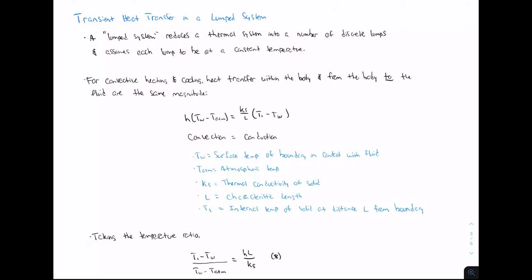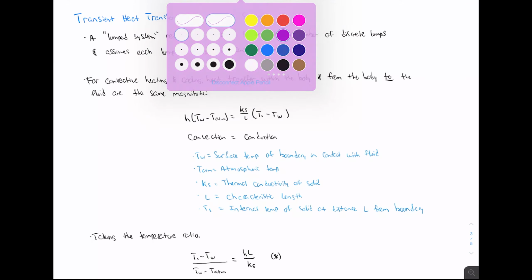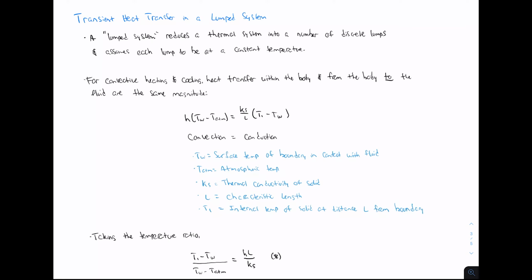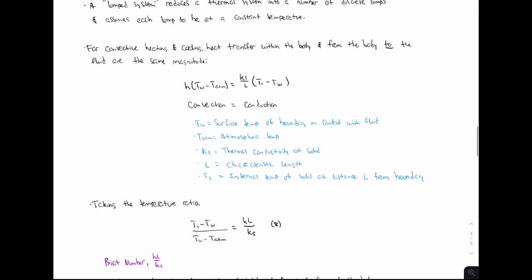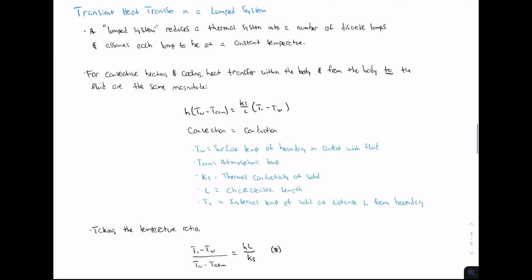Okay, so I realized that I accidentally wrote this equation a little wrong. Instead of being T_1 minus T atmospheric on the right hand side, it should be T_1 minus T_W, or T wall. Okay, so then if I take the temperature ratio, I can have (T_1 minus T_wall) over (T_wall minus T atmospheric), and that's going to be equal to hL over k_s.